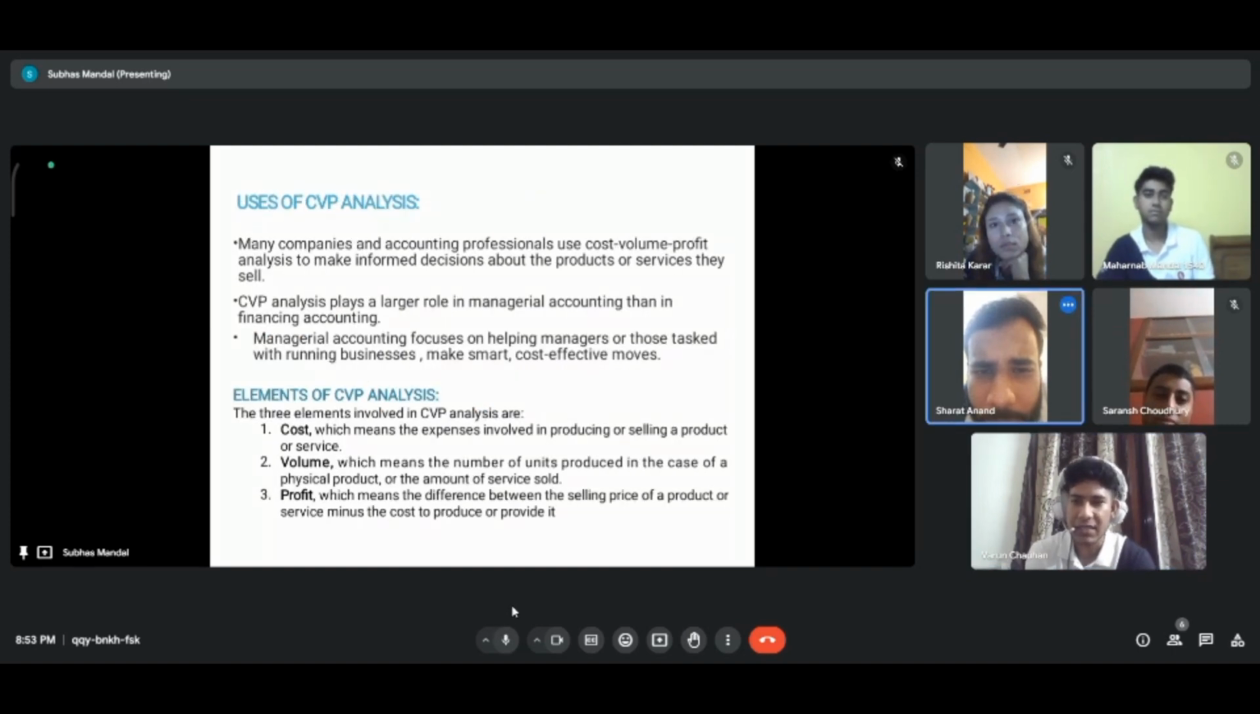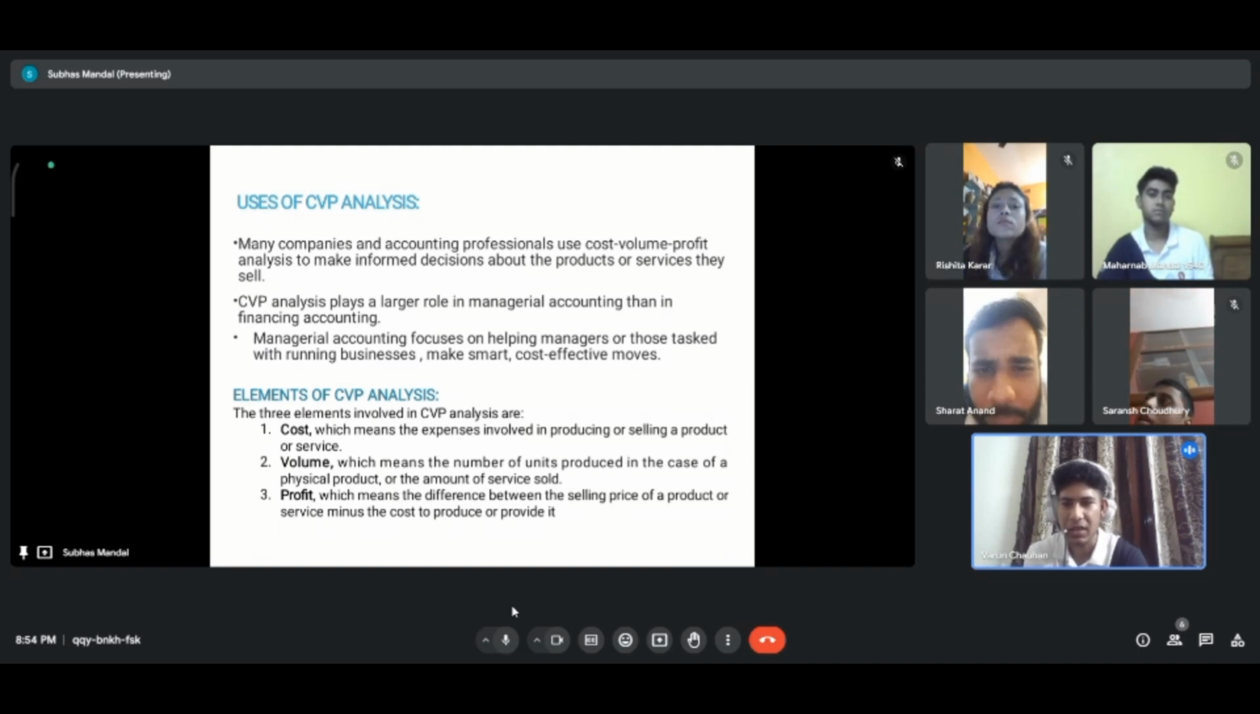Uses of CVP analysis. Many companies and accounting professionals use cost volume profit analysis to make informed decisions about the product or services they sell. CVP analysis plays a larger role in managerial accounting than in financial accounting. Managerial accounting focuses on helping managers or those tasked with running businesses make smart, cost effective moves.